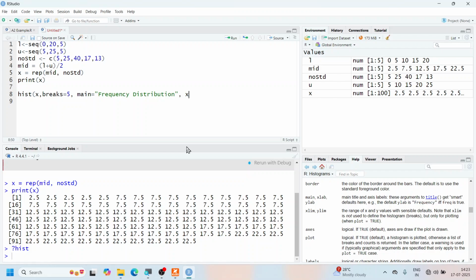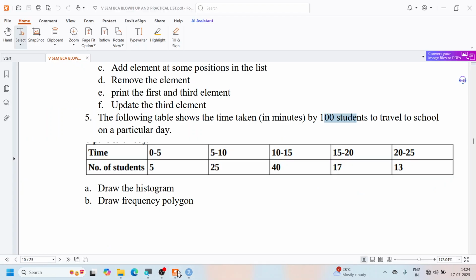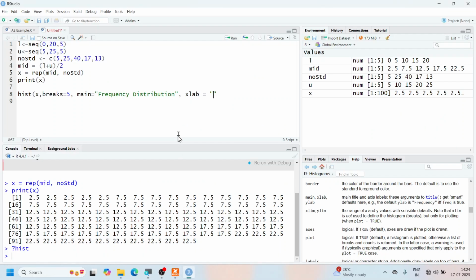And what is the x label? So this is the x label. Well, in the x-axis, what are we taking? In the x-axis, we are taking the time interval. So this is the time interval. So you take the time interval.